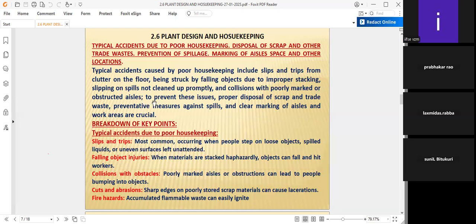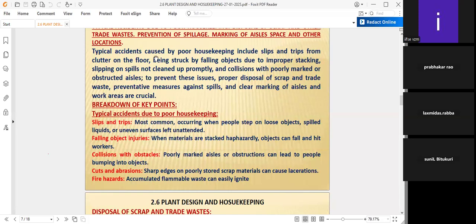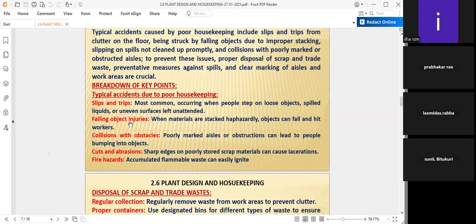To prevent these issues, these uneven things, we have to prevent them. Definitely proper disposal of scrap and trade waste will be taken care of. Preventative measures against spills and clear marking of vessels in the work areas are very crucial. We have to take care of all these things. Breakdown of key points is very important. During the breakdowns also, there is uneven movement of people. You have to see that a lot of things are taken care of on the floor itself.